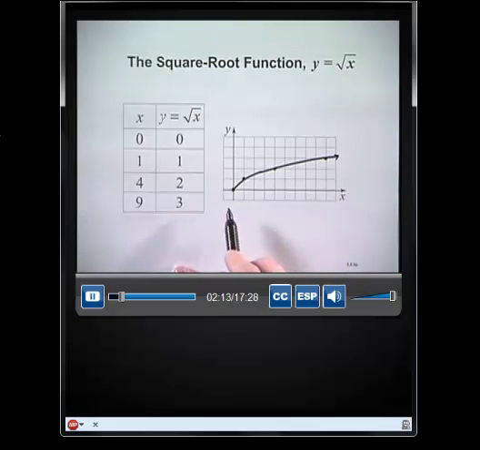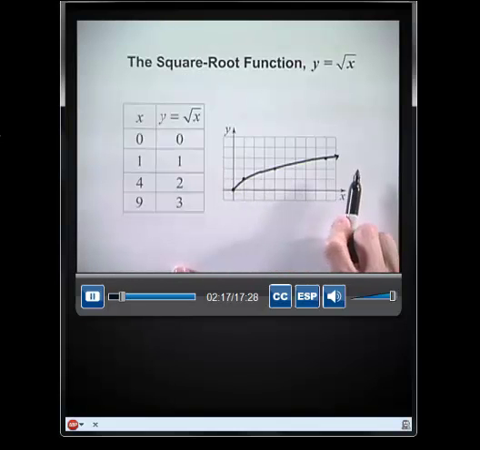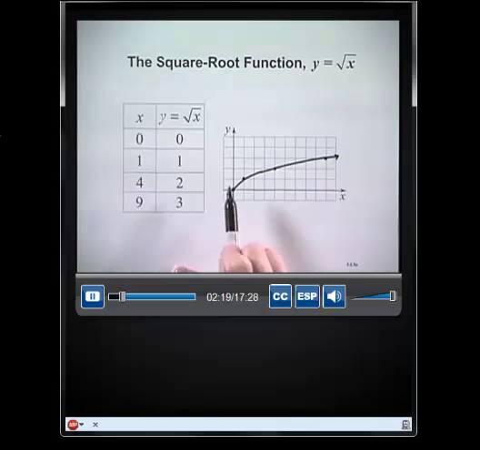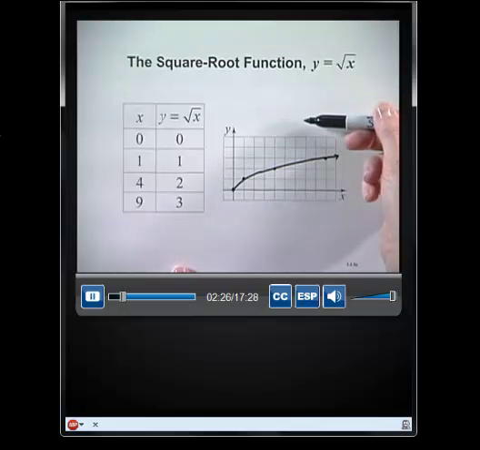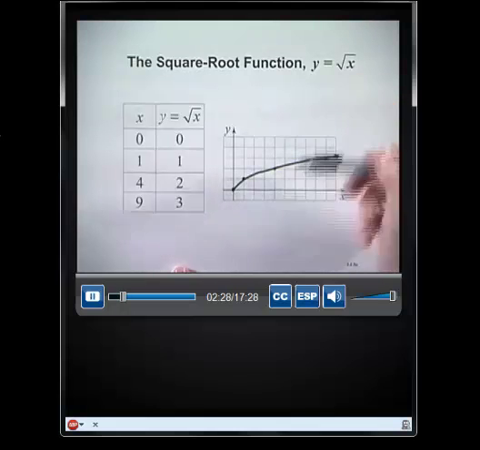As far as this function's domain and range, notice that from left to right it begins at 0 and goes to infinity. We say the domain is 0 to infinity, including 0. The same is true of the range. It goes from 0 to infinity, including 0.